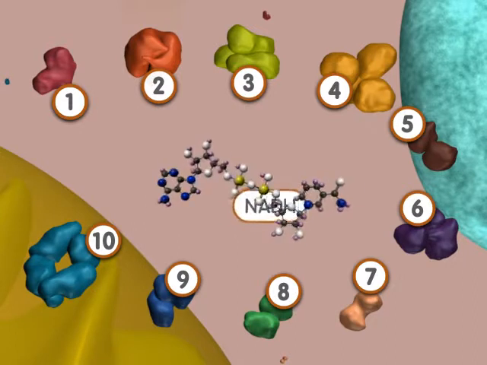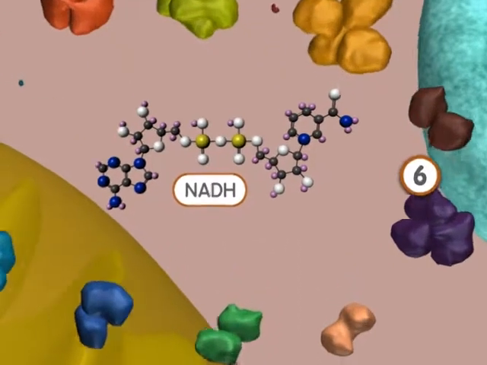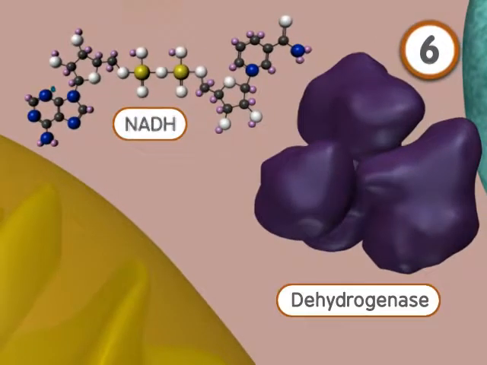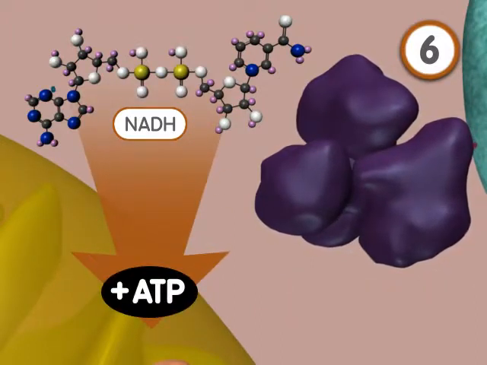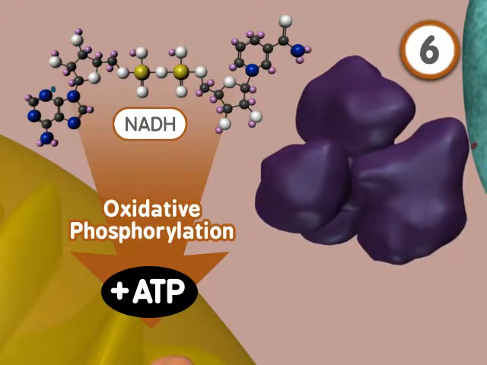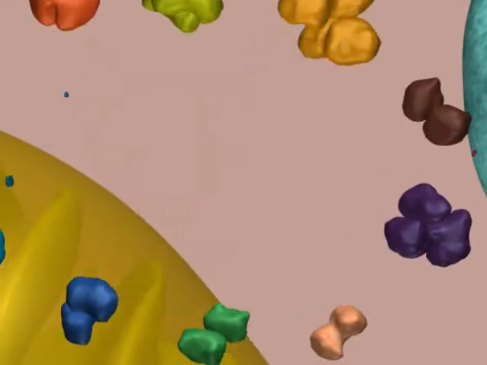There is one more key product of glycolysis to consider, called NADH. NADH is formed in the 6th reaction by an enzyme called a dehydrogenase. NADH is an electron carrier with the potential to produce more ATPs through a process called oxidative phosphorylation. Details of that process are shown in a separate animation.